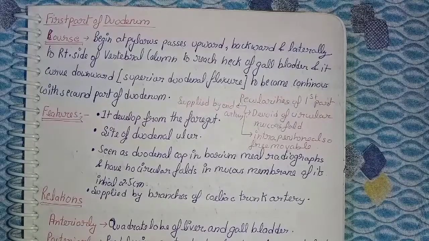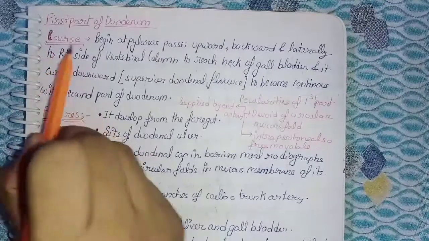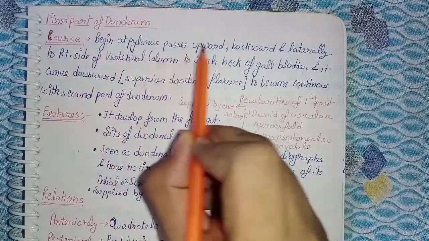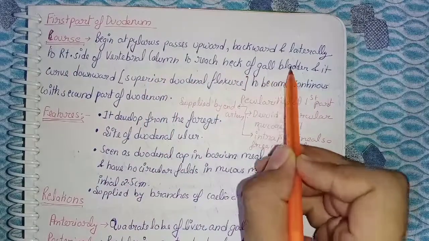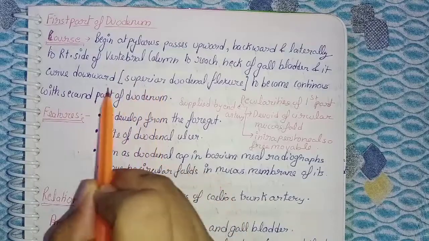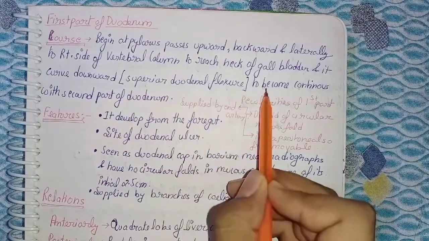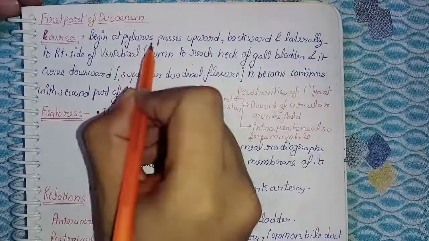Now we will talk about the different parts of duodenum. It is the first part of duodenum. Its course begins at the pylorus, passes upward, backward, laterally to the right side of vertebral column to reach the neck of the gallbladder, and it curves downwards at the superior duodenal flexure to become continuous with the second part of duodenum. This is the course of the first part of duodenum.